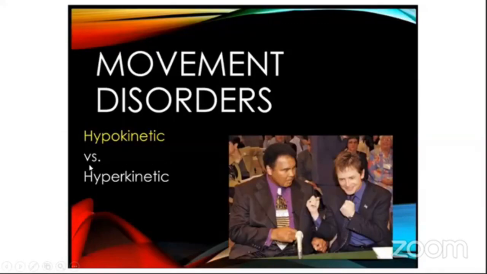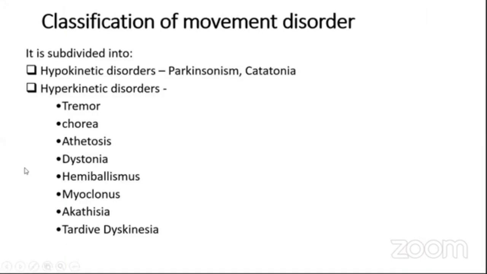Another movement disorder group is hyperkinetic, which is the opposite of hypokinetic. There are lots of examples in the hyperkinetic group, like tremor, chorea, athetosis, ballismus, especially hemiballismus, dystonia, myoclonus, akathisia, and tardive dyskinesia. This also can be included in dystonia.